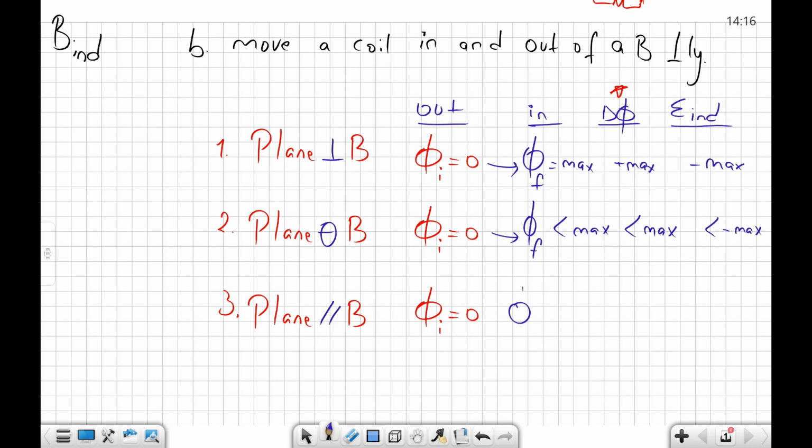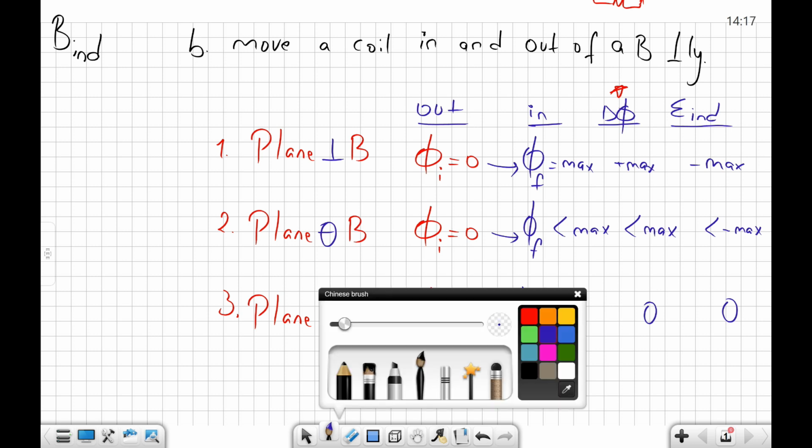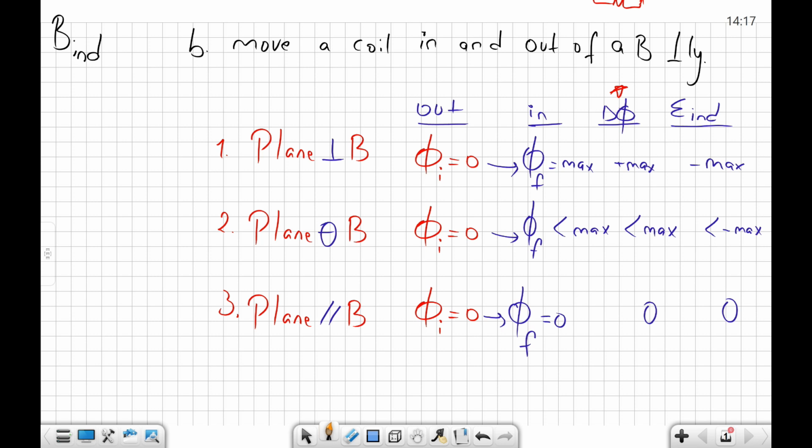Here the final flux becomes 0. So as you see, initially it was 0, finally it is 0. So there is no change. The change is equal to 0. Since the change is equal to 0, there is no change, there is no induced EMF either. Remember this is moving a coil in and out of a magnetic field perpendicularly.